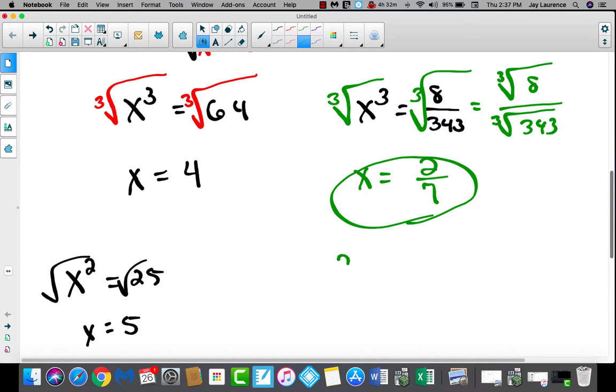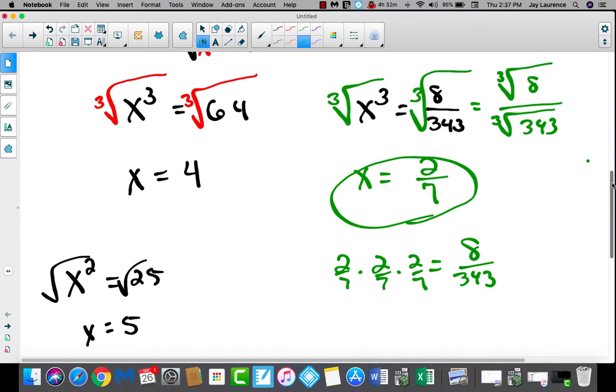You could check by multiplying 2 sevenths times 2 sevenths times 2 sevenths. If you tell me 2 times 2 times 2 is 6, I will scream, maybe cry. Oh, I just can't handle it anymore. All right, 2 times 2 times 2 is 8, and 7 times 7 times 7 is 343.